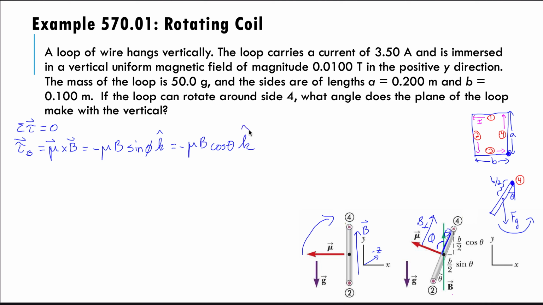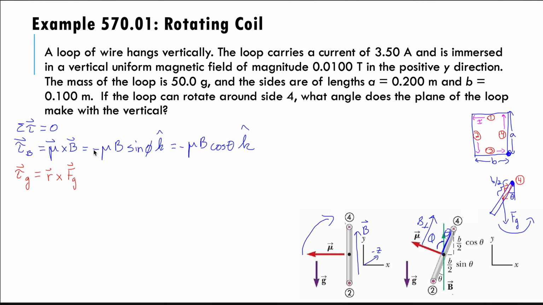So there we have it, the torque due to the magnetic force. And now we want to find the torque due to the gravitational force. So we can write it as a cross product of R cross F sub G, where R is the vector that points from the pivot point to that force. That's our R vector here.